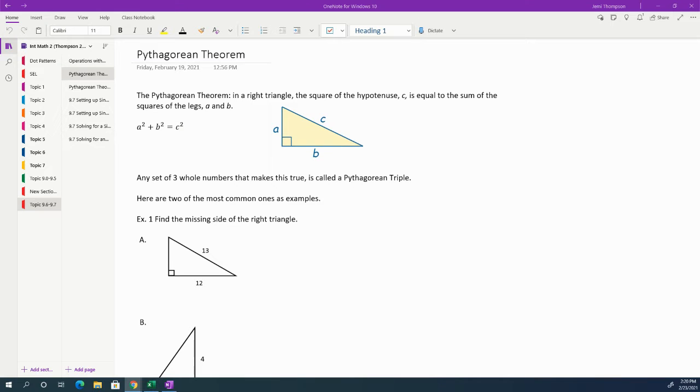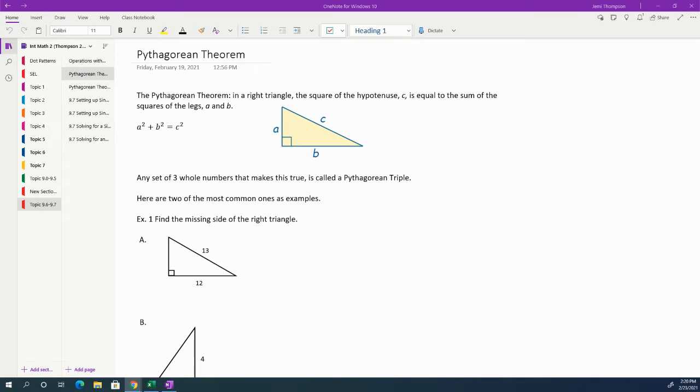Hello. This is a section of notes about the Pythagorean theorem, which is not taken directly from our book, but this skill is included in our book. I believe that it is also taught in Math 1 and Math 2, so hopefully this feels like a bit of review for you. The Pythagorean theorem says the square of the hypotenuse is equal to the sum of the squares of the legs.